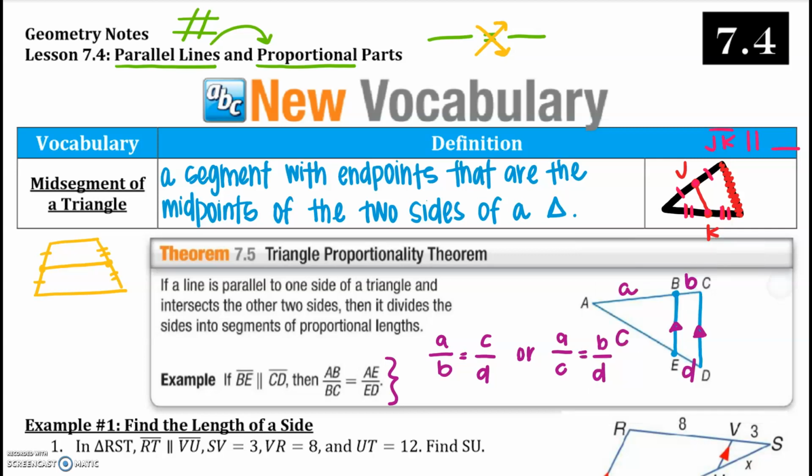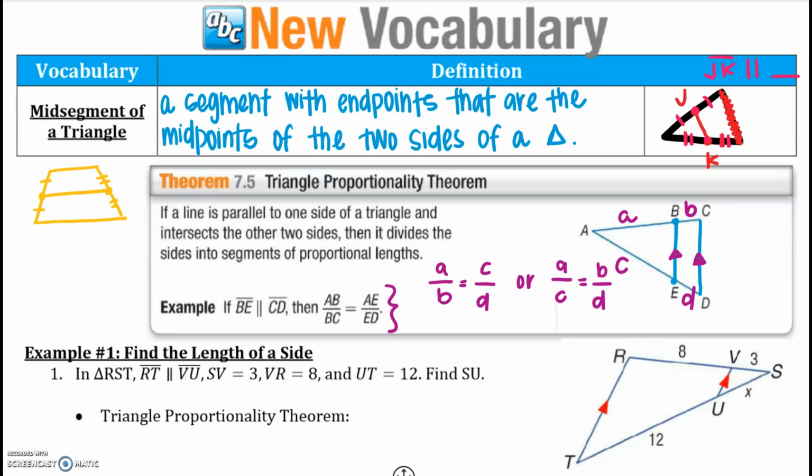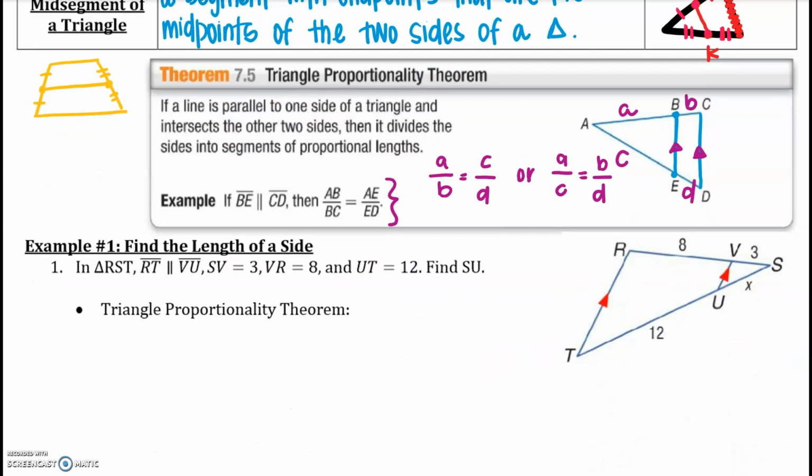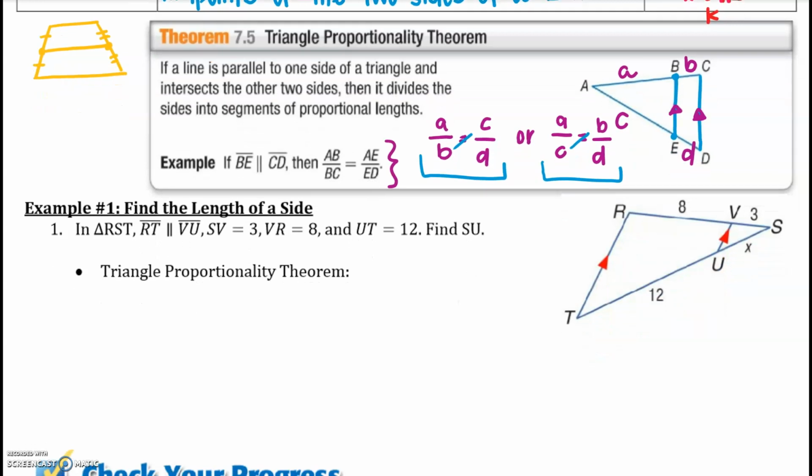To solve for maybe a missing side length or a missing variable, you would just cross multiply. These two different proportions work just because I have just crisscrossed one part of the proportion. So that is why they stay equivalent either way.